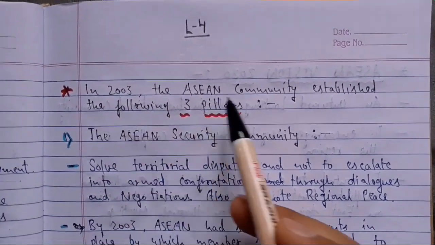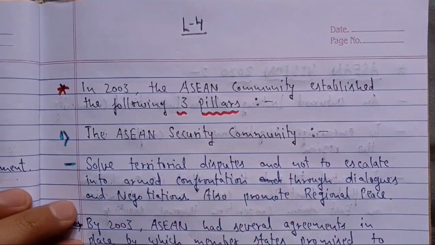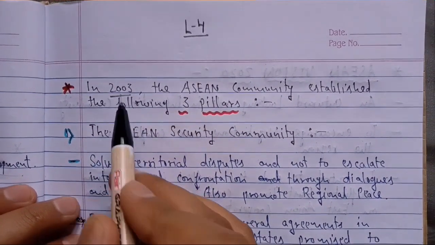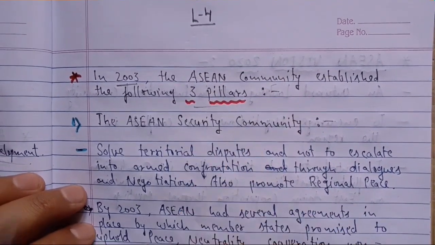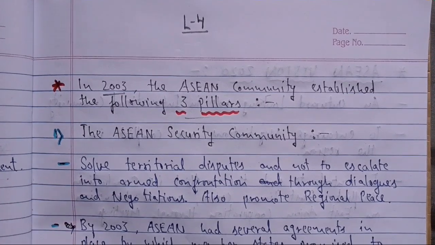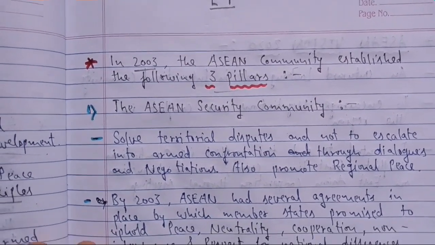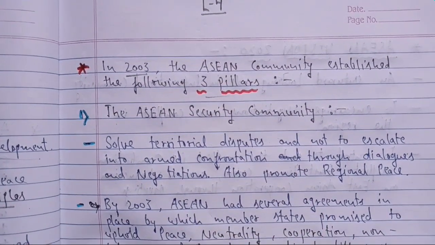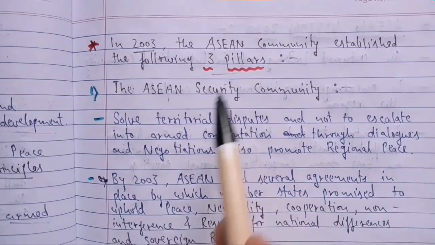In 2003, the ASEAN community established the following three pillars. So moving forward, after 1967, the formation of this organization, in 2003 they formed a community, and these were three pillars. Three means there were three particular communities which were working and progressing in different fields or different arenas. So the first pillar was the ASEAN Security Community. The purpose, aim and objective of this community was different compared to the other pillars.